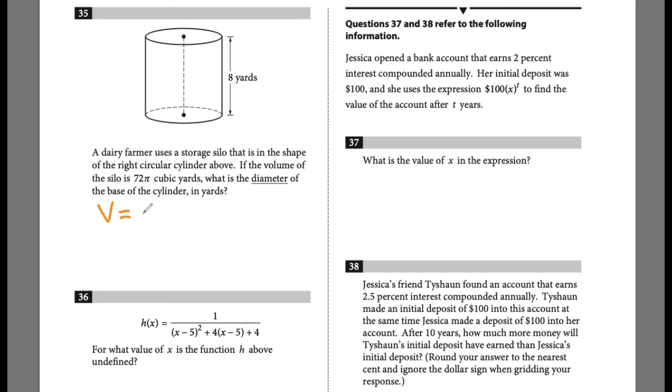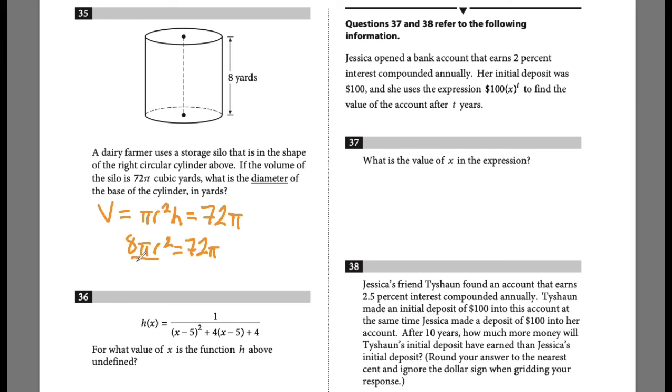That's V equals pi r squared times h. And they're telling us that the volume is 72 pi. They want to know what the diameter of the base of the cylinder is. So in order to find that, we first need to figure out what the radius is, and then we can double that. They tell us in the question that the height of our cylinder is going to be 8. So we'll have 8 pi times r squared equals 72 pi.